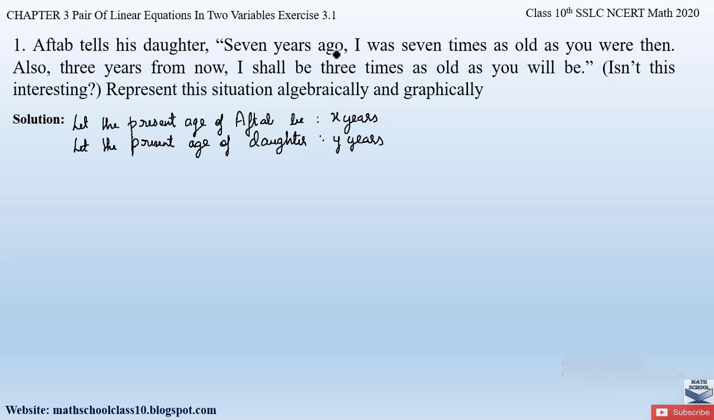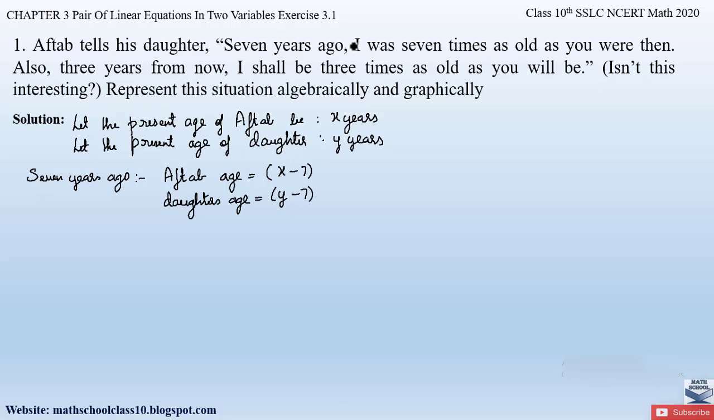So coming back to the question, 7 years ago. For example, now your present age is 17 years. So 7 years before, your age would have been 17 minus 7, that is 10 years, right? Similarly, 7 years ago, Aftab's age will be x minus 7. We subtract 7 years from the present age, and similarly the daughter's age will be y minus 7, subtracting again 7 years from the present age. So write down, 7 years ago Aftab's age will be x minus 7. Similarly, the daughter's age will be y minus 7.